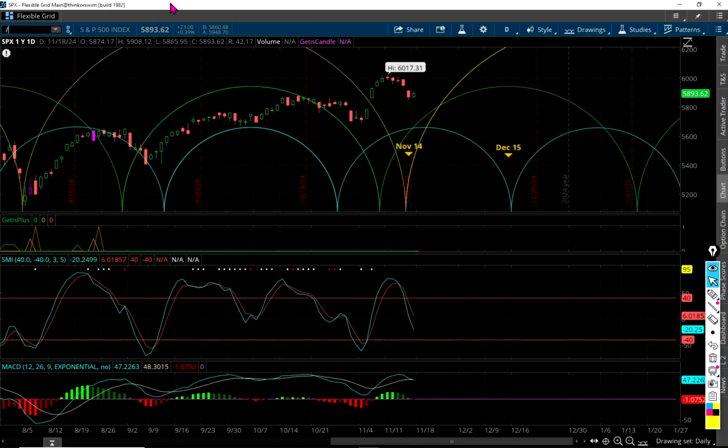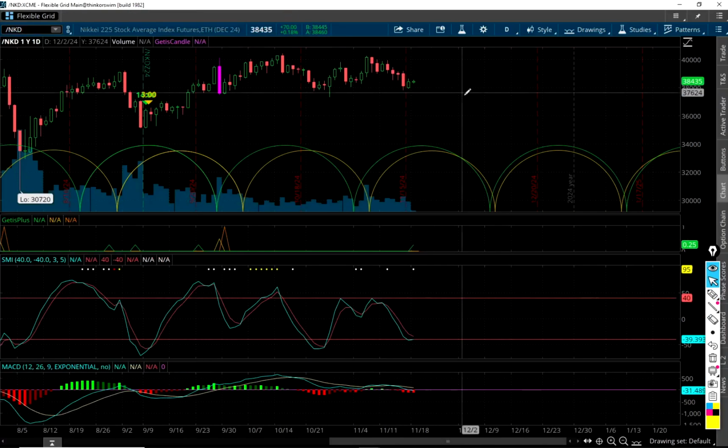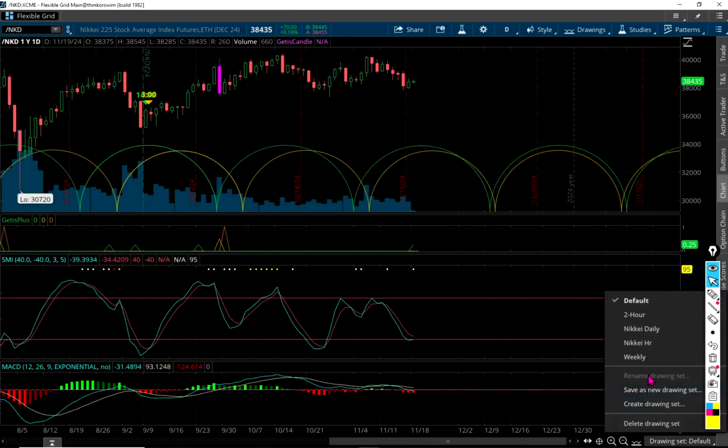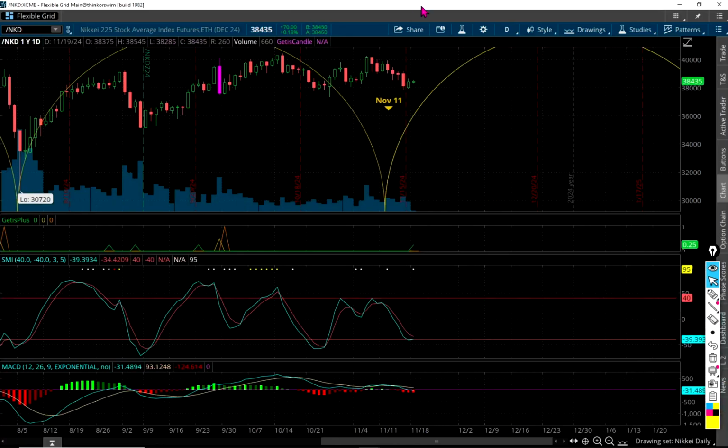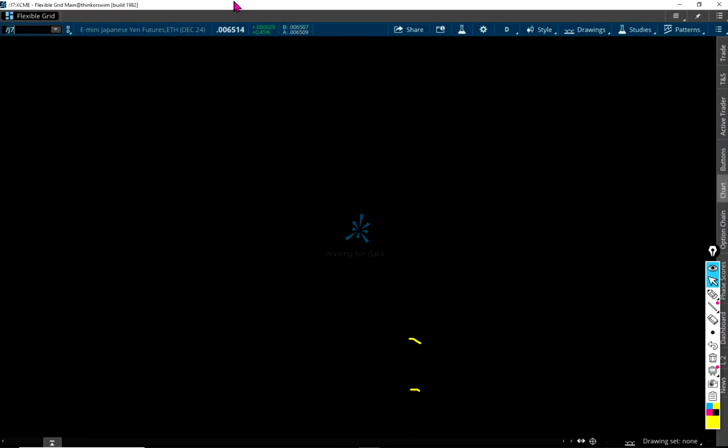Okay, let's look at the Nikkei 225 Japanese market. Daily chart. Yeah, just tracking sideways. It does look a little bit weak here to me. Indicators are kind of weak. Okay, I think it's trying to find the bottom, but there may be more downside to this. Japanese yen.